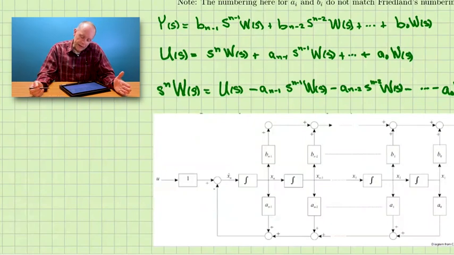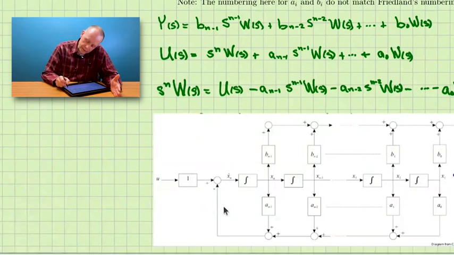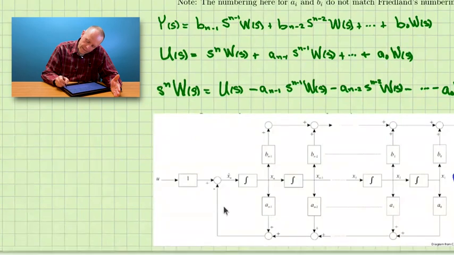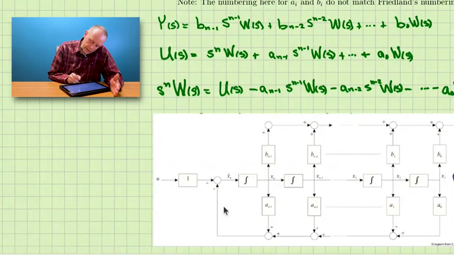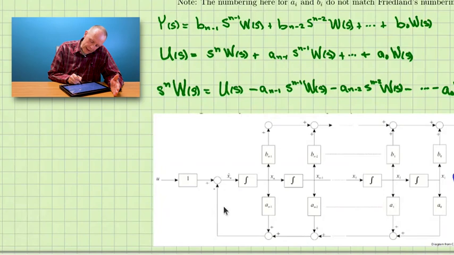And remember, each of those s W(s) basically means differentiate the W(s). So when you go backwards through an integrator, you're differentiating. On the right, we would have W(s) right over here, this would be W(s), and this guy over here would be the s^n W(s).